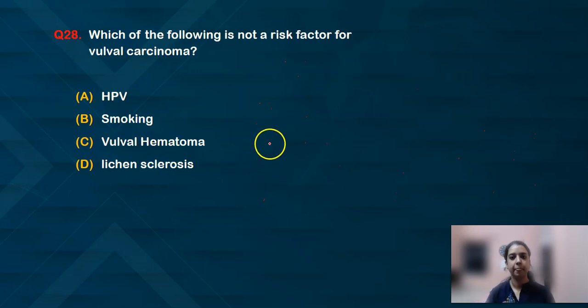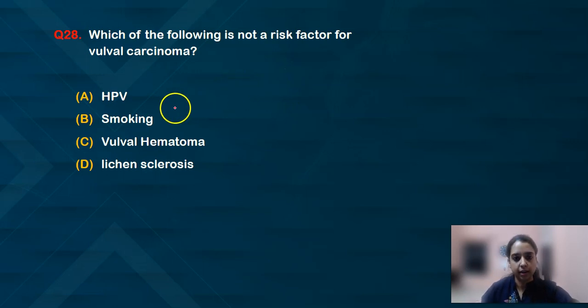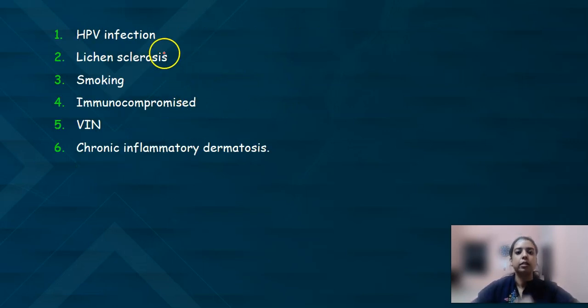Okay. Which of the following is not a risk factor for vulval carcinoma? So let's study vulval carcinoma. So, risk factors for vulval carcinoma. Now vulval carcinoma is increasingly becoming a little common.